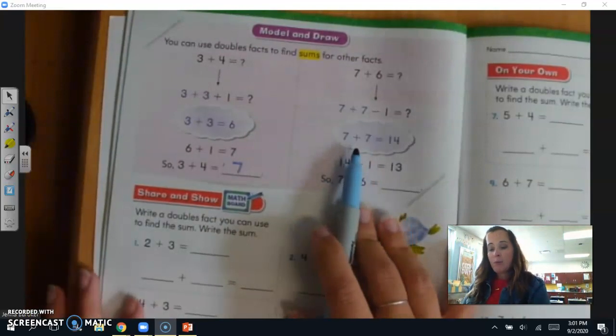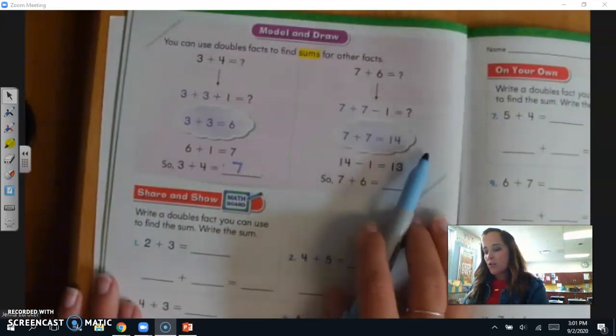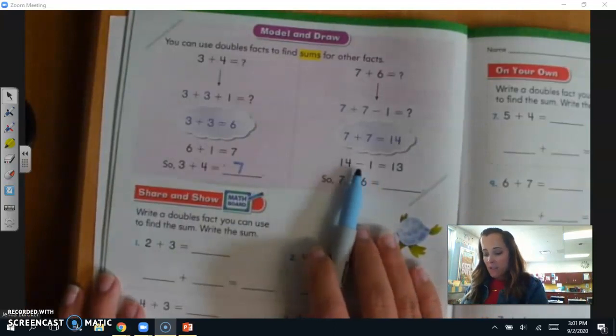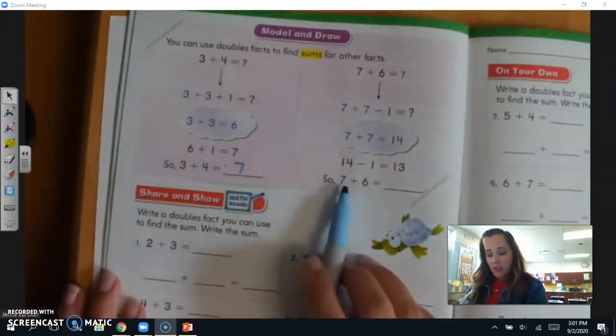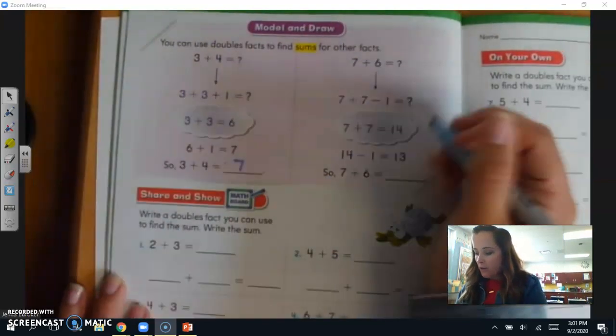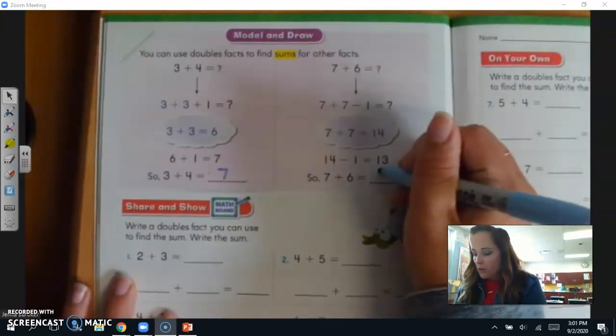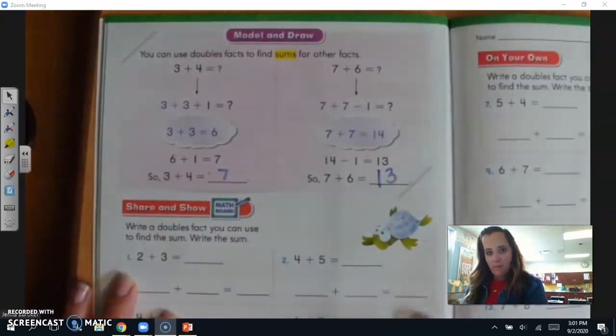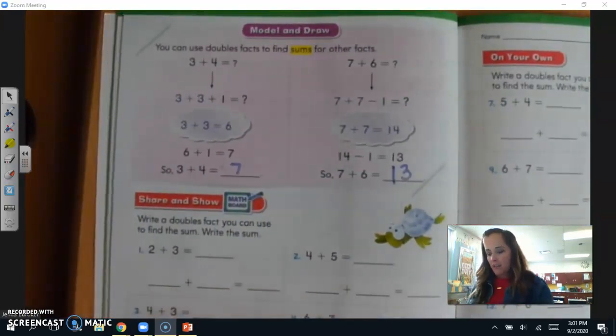So we're going to use the helper double. 7 plus 7 equals 14. And then once you get that, 14 minus 1 equals 13. So 7 plus 6 equals 13.